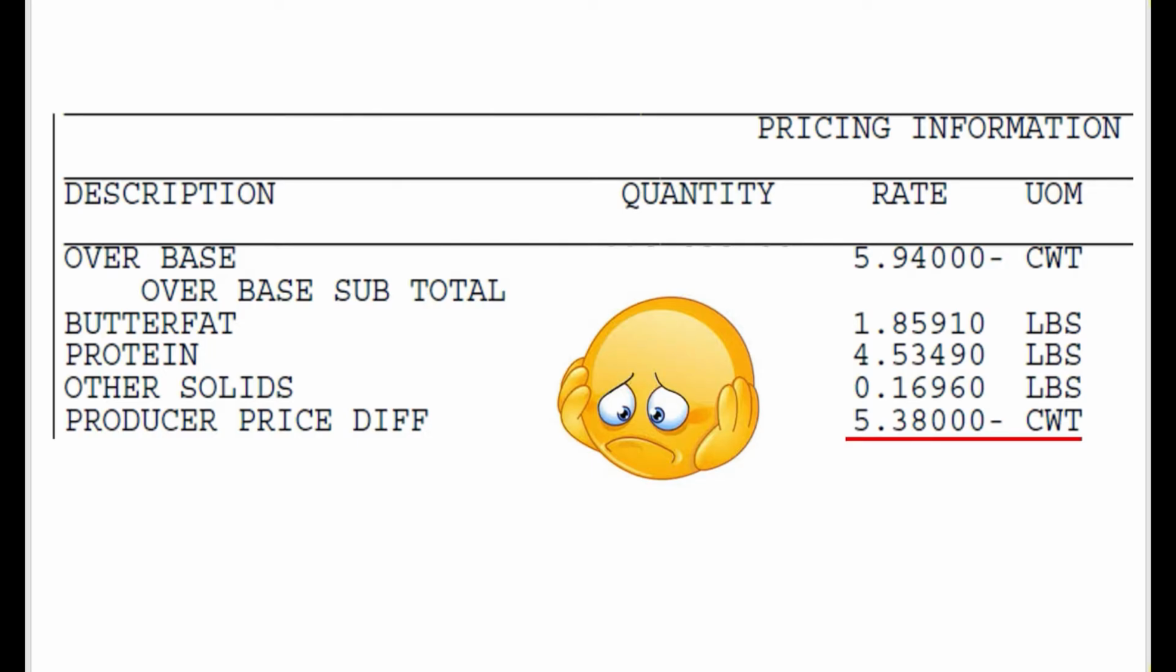When the June milk checks came, farms saw a significant negative PPD if they were in a multiple component federal order. This particular check is from the Northeast Federal Order and had a negative PPD of $5.38.